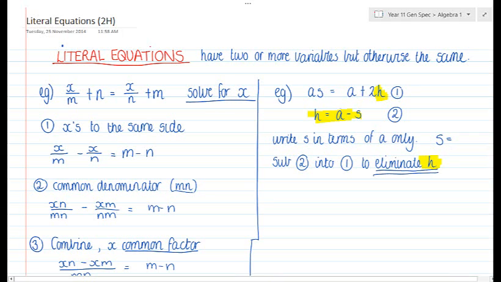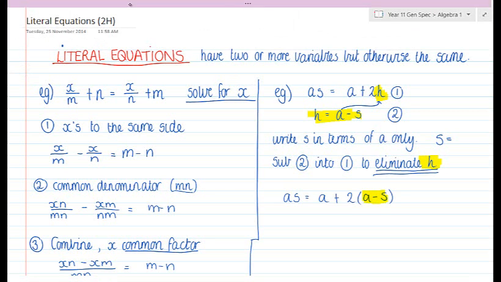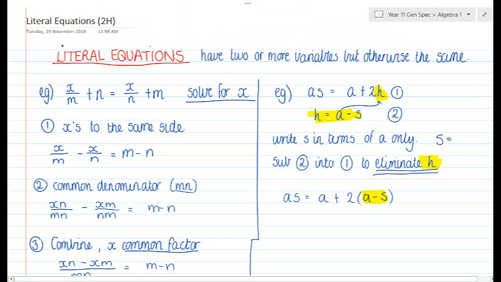We can do a substitution, and we can sub that a minus s straight into equation 1, which will leave us with as equals a plus 2 lots of a minus s. And now we don't have an h in our equation anymore. It's gone. Now, because we're solving for s, we want to get the s's to the same side. So first let's expand. Minus 2s. Bring the s's together. So as plus 2s equals a plus 2a.